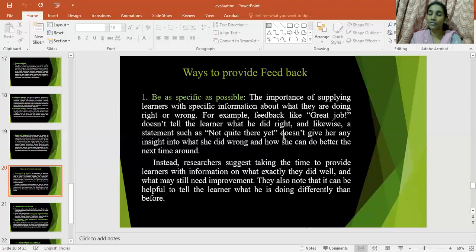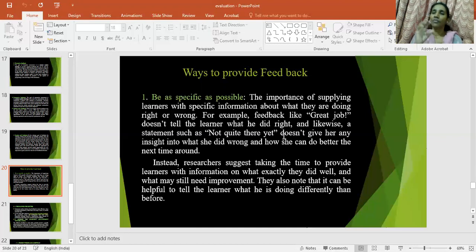Now, ways to provide feedback. There are many ways to provide feedback, and we have to take that into consideration, because we cannot give feedback in just any manner. No, there are some ways from which we can give feedback, because there should not be any negative point. So these are the ways to provide feedback. Number one is be as specific as possible. While giving feedback, it is important to supply the learners with specific information about what they are doing right or wrong.